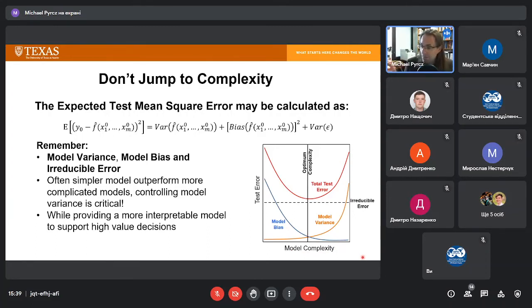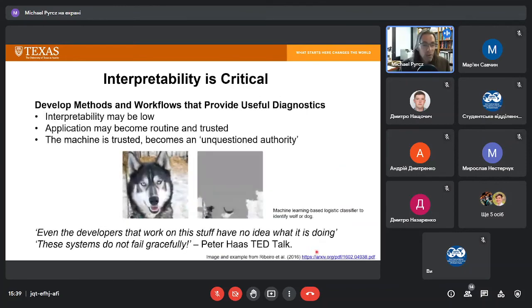We had a hackathon. We hosted a hackathon in our school. The winning team used linear regression. They used linear regression and they won $5,000 and the entire hackathon. Don't jump to the most complicated model.